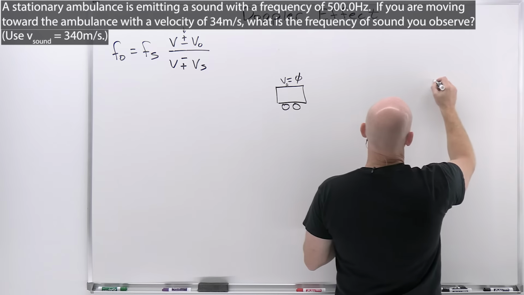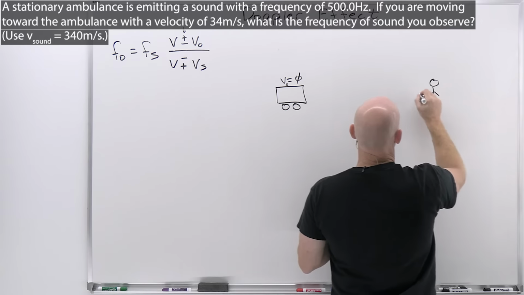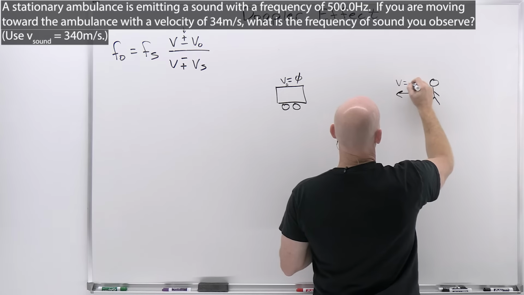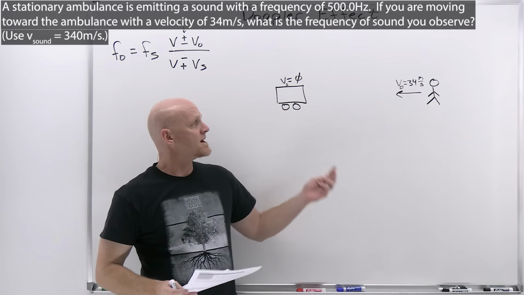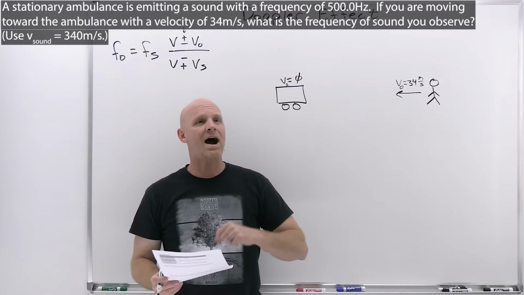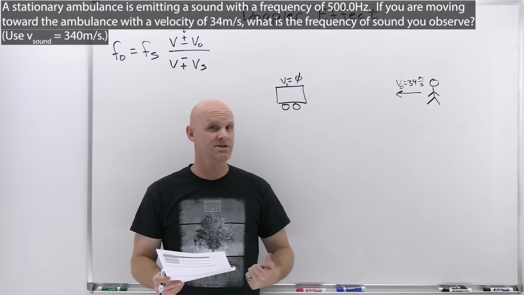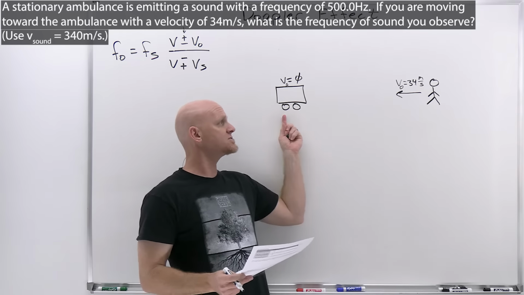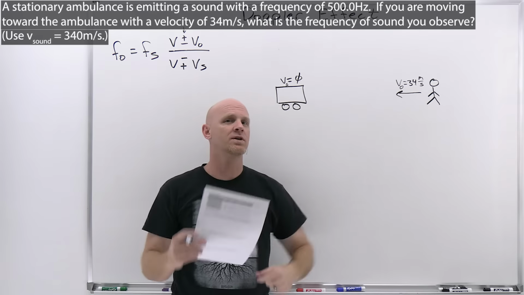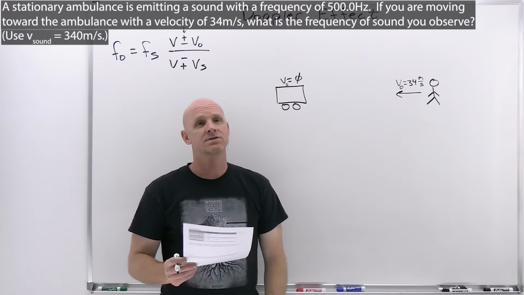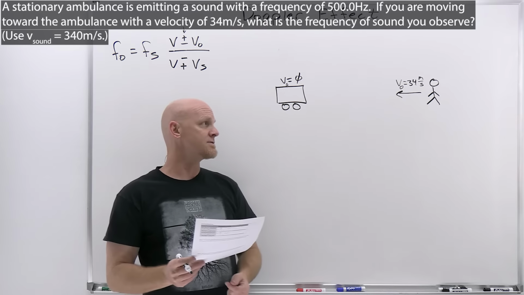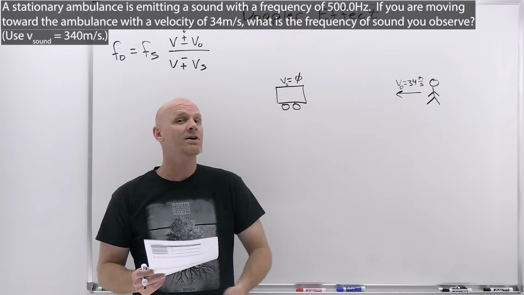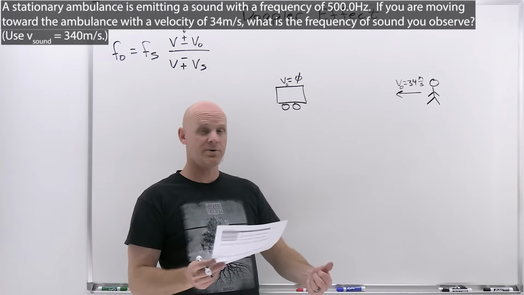So then there's you over here, and you're moving towards the ambulance with a velocity of 34 meters per second. You're the observer, so we'll call this VO. My first question for you in this case might be, is the observed frequency going to be higher or lower than the actual frequency of 500 hertz? Well, again, as long as the source and the observer are moving towards each other, relatively speaking, which is the case here, then the frequency that is observed should be higher as compared to the actual emitted frequency of the source. And so in this case, we should expect an answer that's going to be higher than 500 hertz.